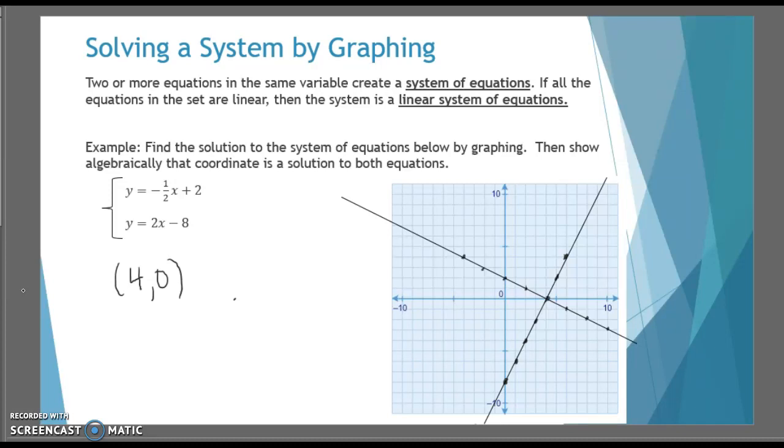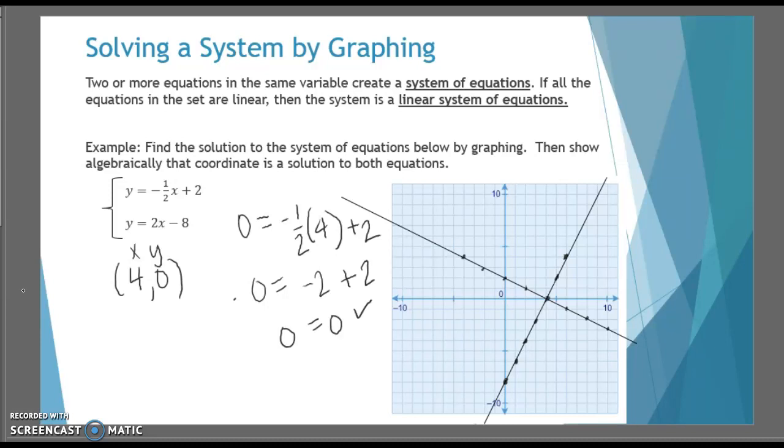We're going to plug it in. So this is our x and this is our y. So we're going to go 0 equals negative 1/2 times 4 plus 2. So 0 equals, well, negative 1/2 times 4 is negative 2 plus 2. We get 0 equals 0. So that works for that first equation.